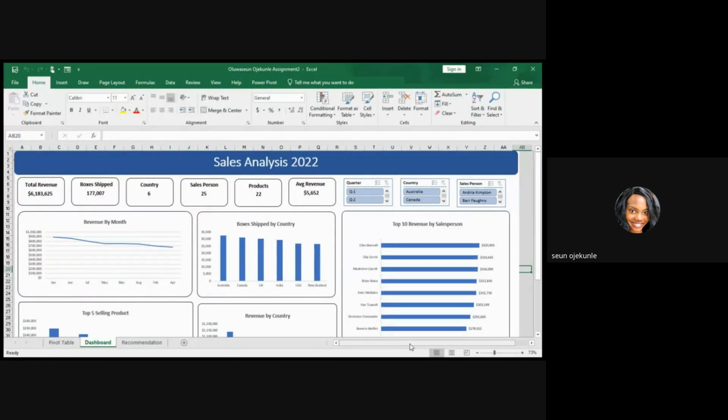Yes, I decided to include 3 slicers in my dashboard so that I can analyze it quarterly, by country, and by each salesperson. Okay, so if we look at the first quarter, I'm just trying out the KPIs to see how they work.